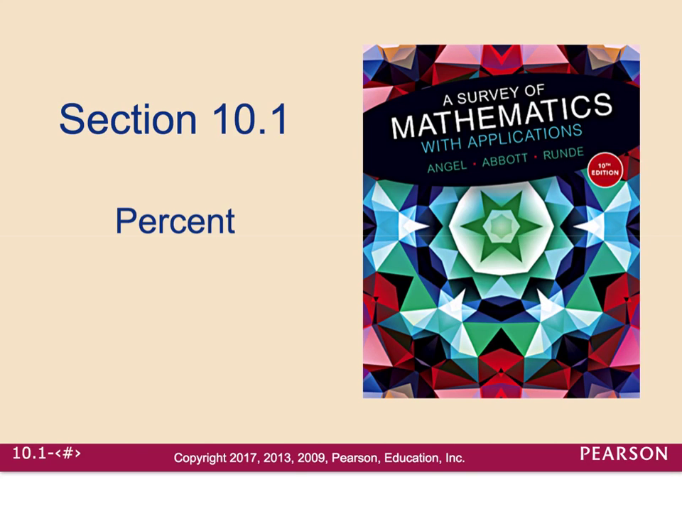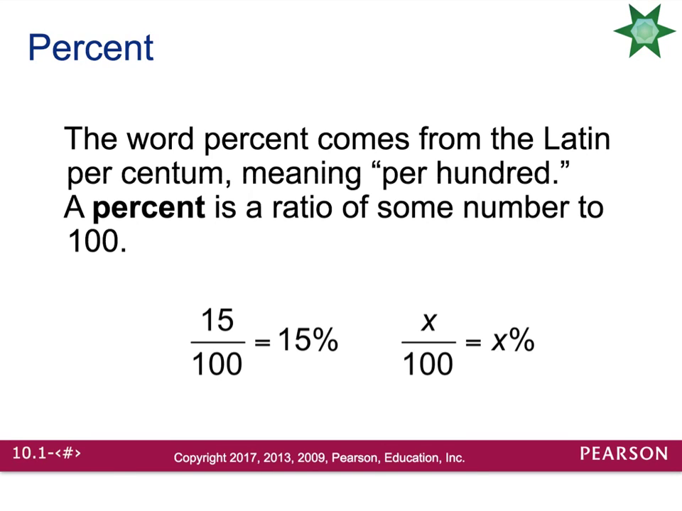Section 10.1 is all about percents, and we're going to start basic and go through the more challenging percent problems as we work through. First thing you need to do is understand what the word percent means. The word percent comes from the Latin percentum. Percentum means per hundred. So a percent is just a ratio of some number compared to 100.